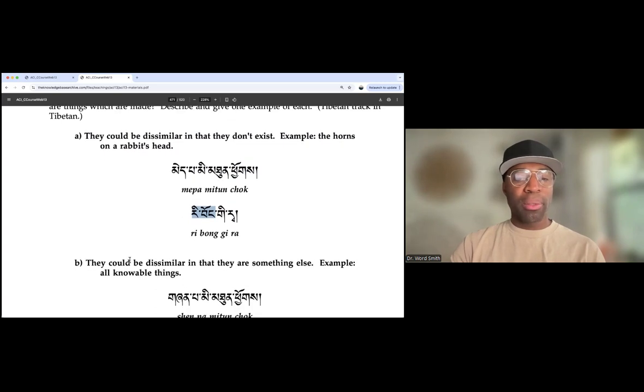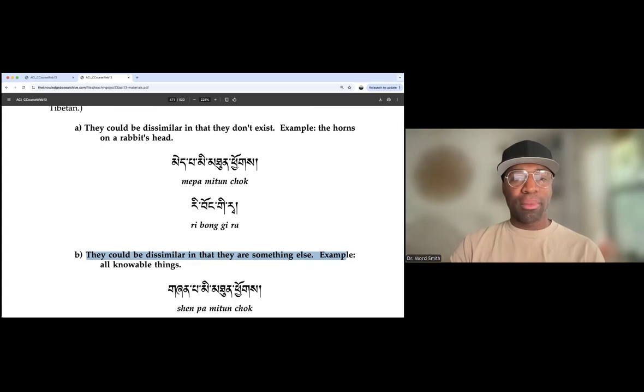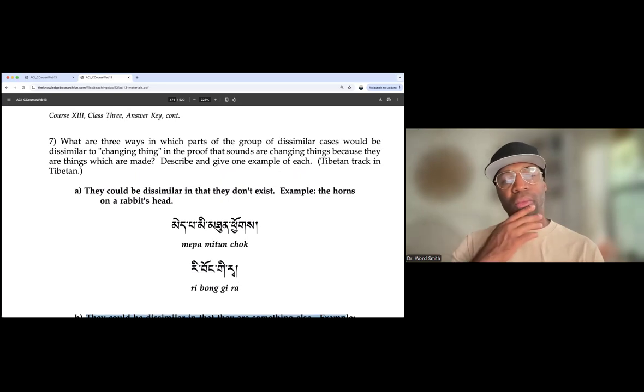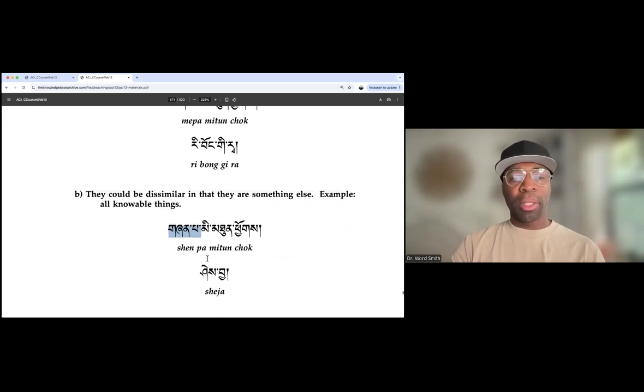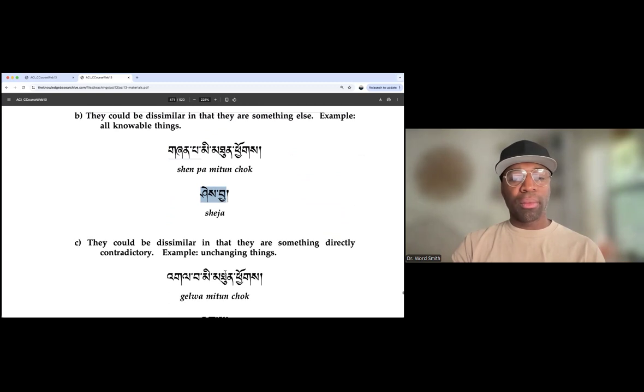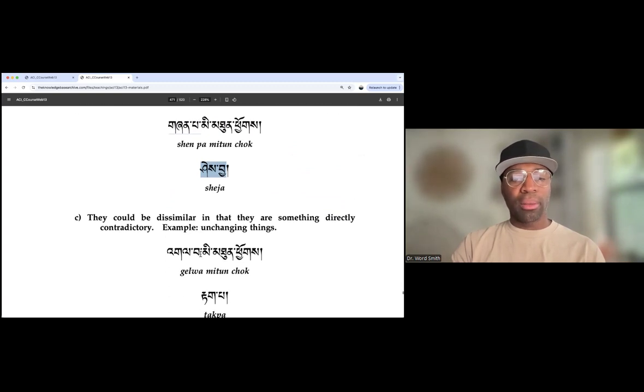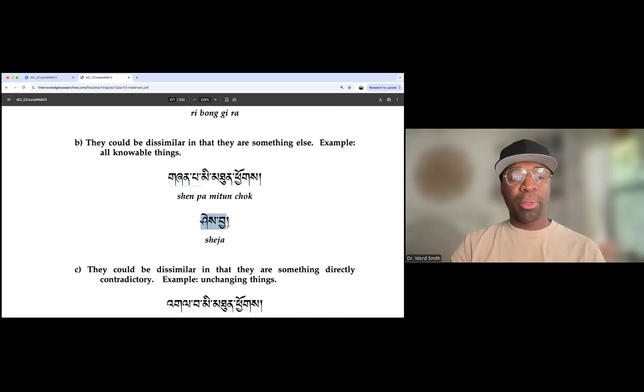They could be dissimilar in that there's something else. That's true. For example, all noble things. Shenpa mitunchok. They are mitunchok. They're dissimilar in Shenpa, in being otherwise. Something else. Sheja, like all noble things. And this is the one I said. So it could be something in a bigger group, a group that doesn't exist at all, or something that's the opposite.